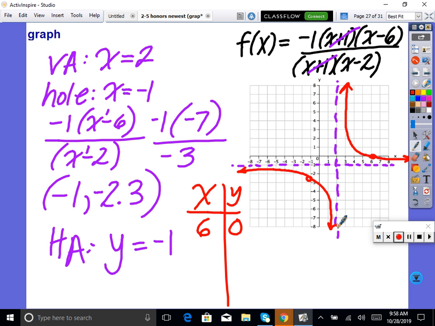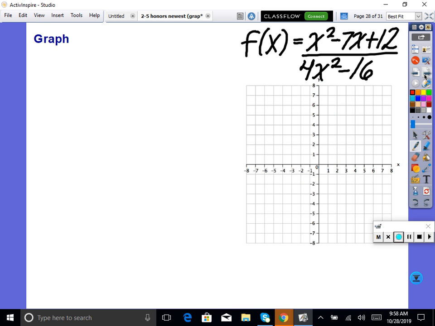Is this making sense? Okay. Now, why did I know it wasn't up here? Because there was no other x-intercept. So it's not possible to be up here. True? Okay.